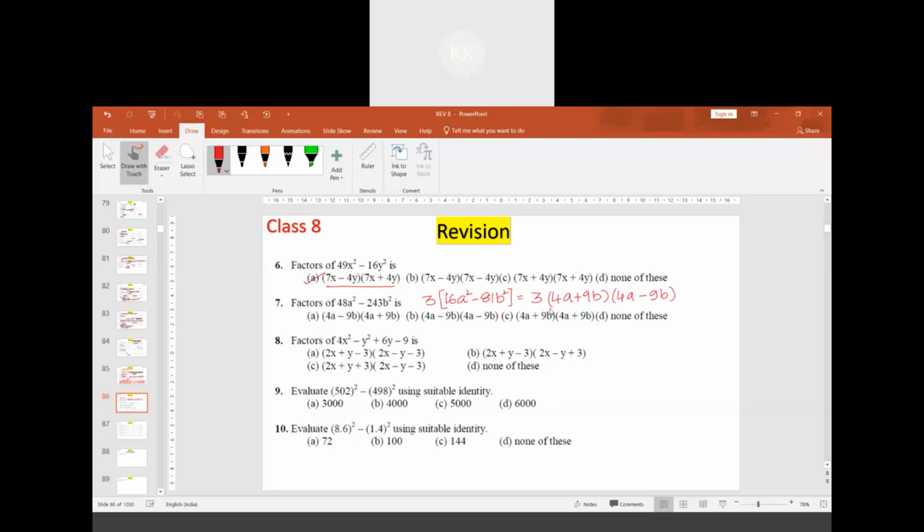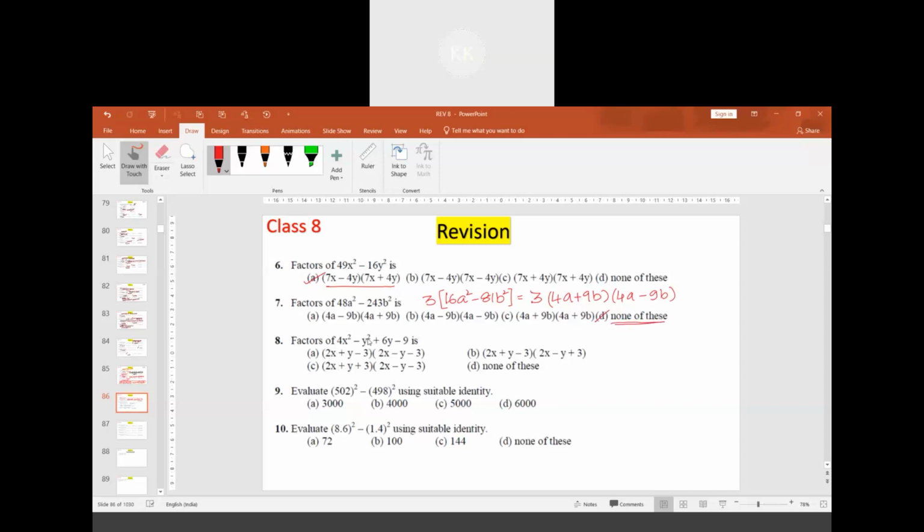So where is this? Option A? But 3 is missing. None of these is the best option, because 3 is also a factor, and it has to be mentioned. We have to select none of these.